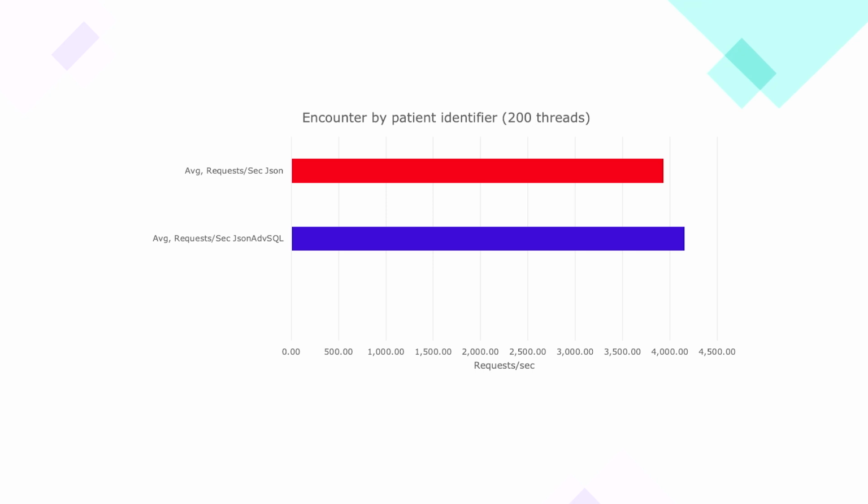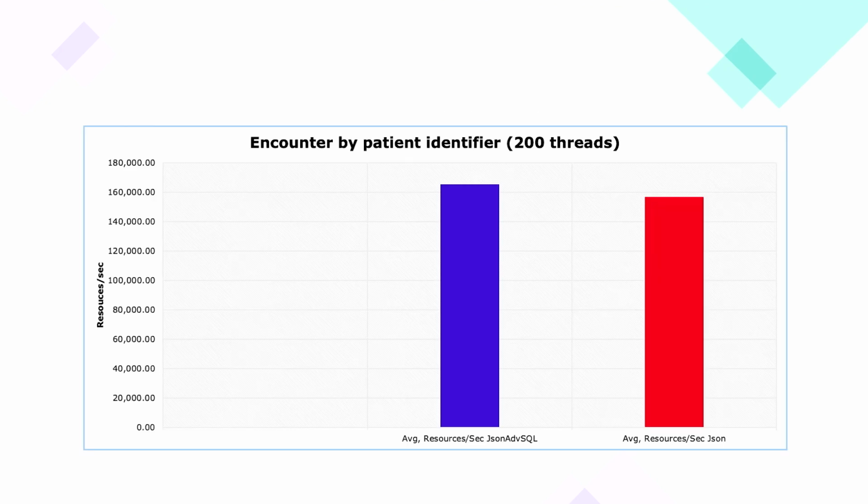Notice that the blue is slightly faster, but we're getting back around 4,000 requests per second for this very basic test. If we look at how many resources are coming back, we can see about 160,000 resources per second. This is the capability using a thread count of 200 threads. That'd be like 200 simultaneous users hitting this FHIR server.